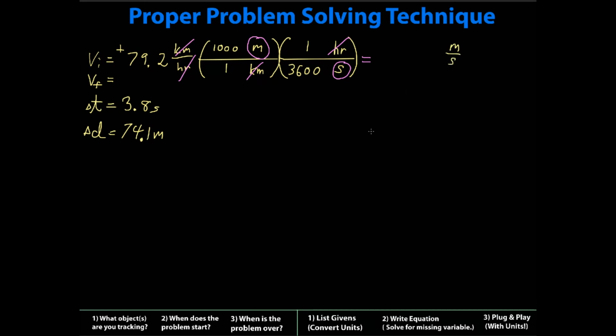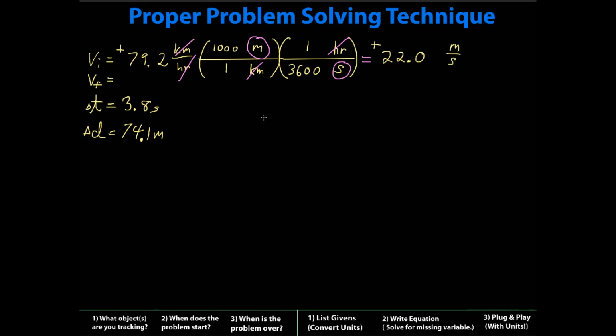What I've created is basically a conveyor belt. I will take the 79.2 kilometers an hour, multiply by 1,000, divide by 3,600, and I will end up with 22.0 meters per second to the right or to the east, which I've defined as positive. So number one is done. All my givens are listed and all the base units match. Meters, meters, seconds, seconds. Number two, write our equation.